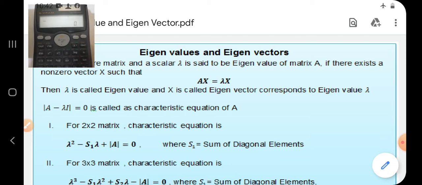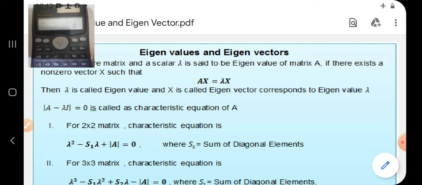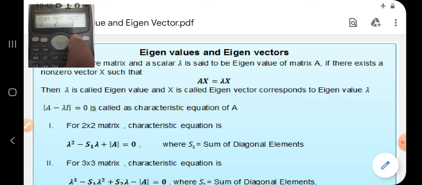Now, to find eigenvalues I need a calculator to find the roots of equations. I will also tell you another method, the synthetic division method, but first I am going to explain how we find roots using the calculator. Here, just go into the mode of your calc. When you go into the mode, select equation. We don't require unknowns here because we are not going to use unknowns.